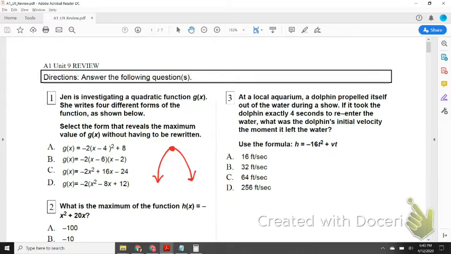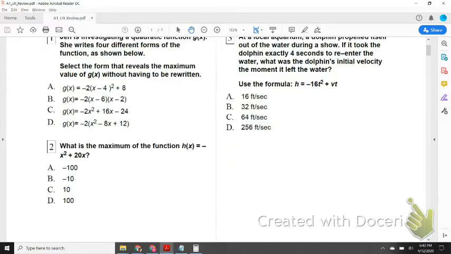Right, so if you're looking at all of these A, B, C, D options, this one's going to tell you our zeros. This one is just the equation. This one is a factor form of that equation. But this one is our vertex form. The vertex form is going to give us our h and k, also known as, in this case, our maximum. So it's going to be A. All right, let's move over to number 2.